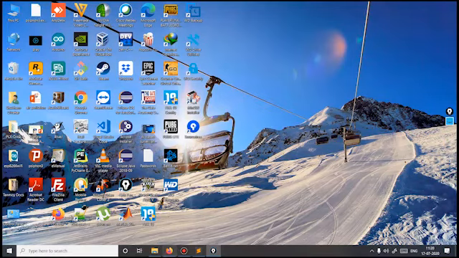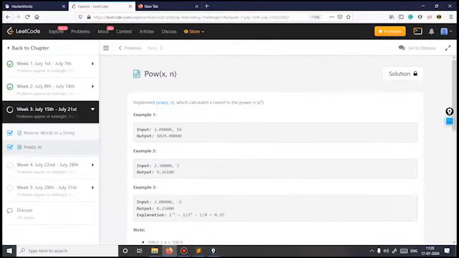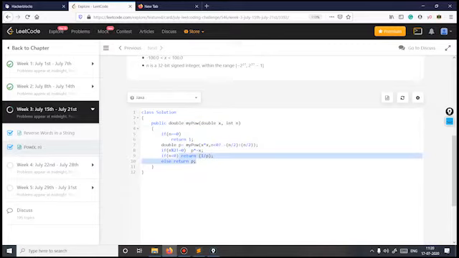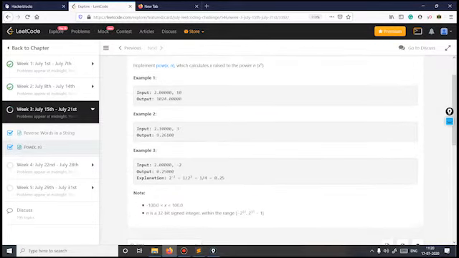Now why are we going to learn this? Because today we had a problem in LeetCode which was finding the power, x comma n. So let's first head over to the question. So this was the question that we had. So let's erase the answer. Okay. So this was the question.